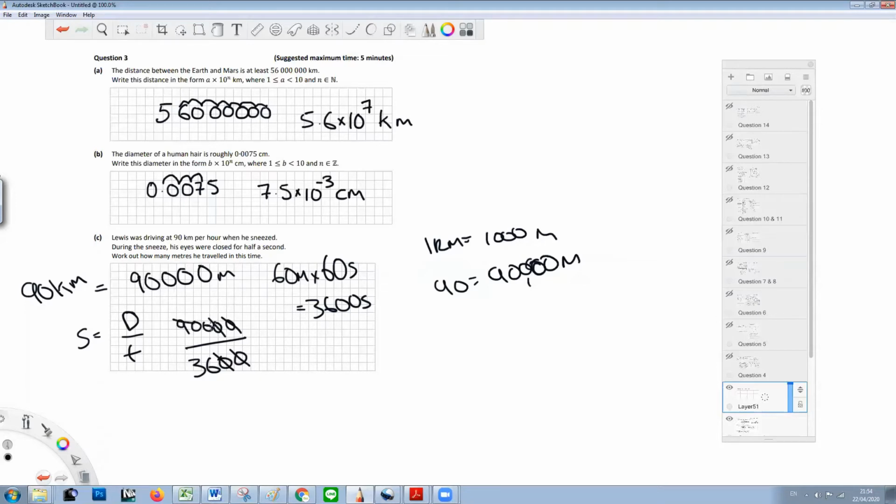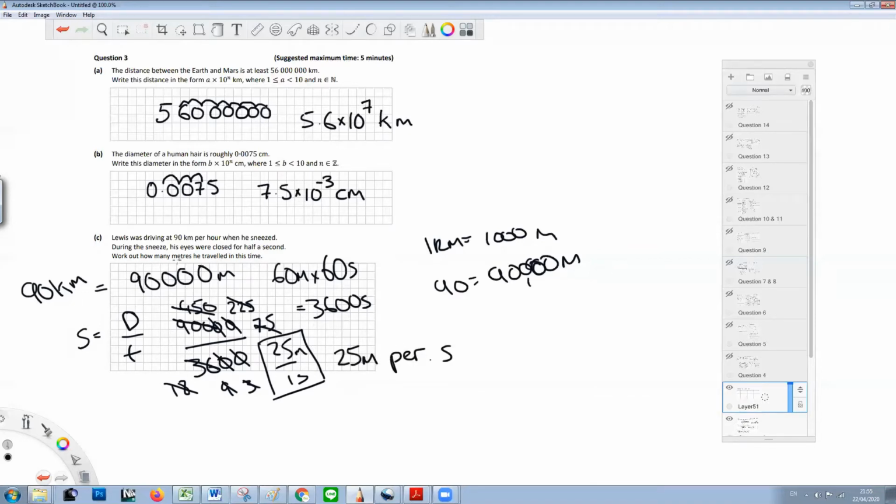And this is going to go 18 and 450. That's going to go 9 and 225. That's going to go 75 and 3. And in fact, it's going to go 25 and 1. So 25 meters per second. So every second, he travels 25 meters. So he's traveling 25 meters per second.